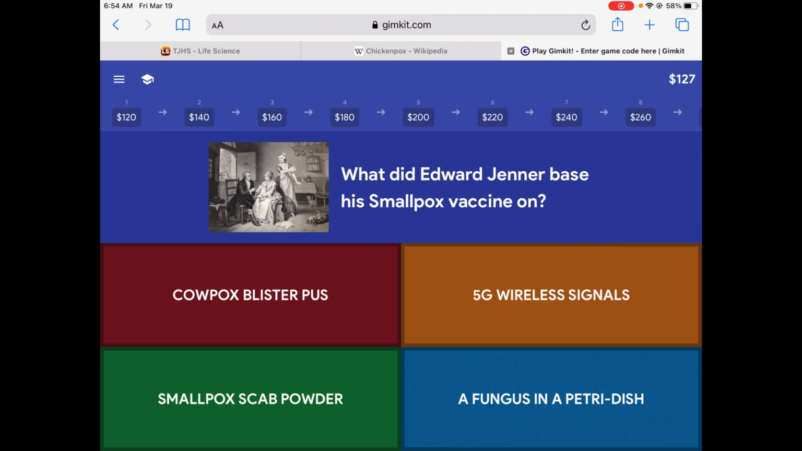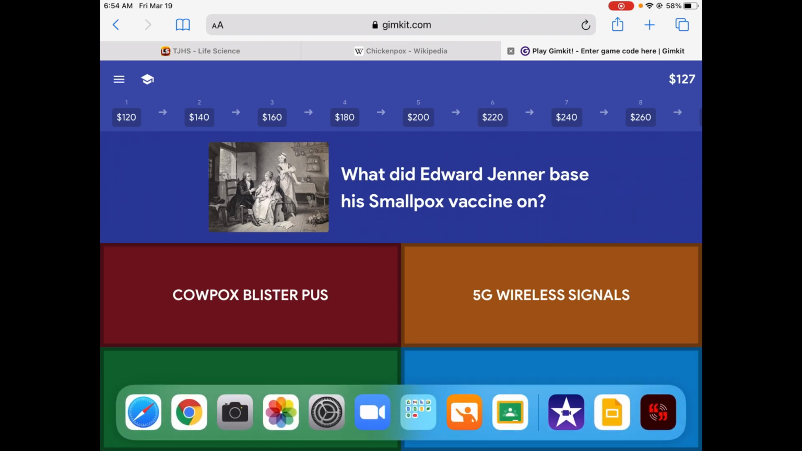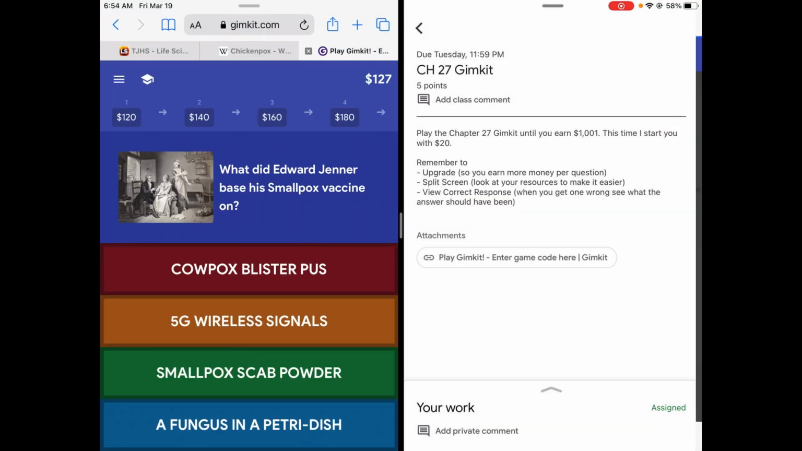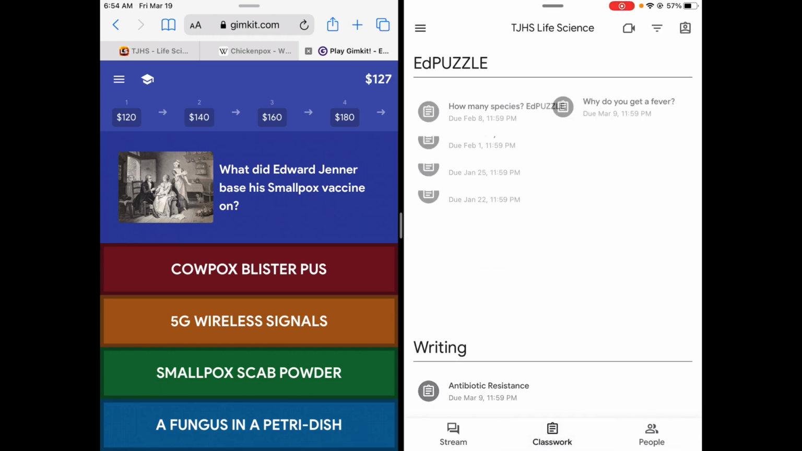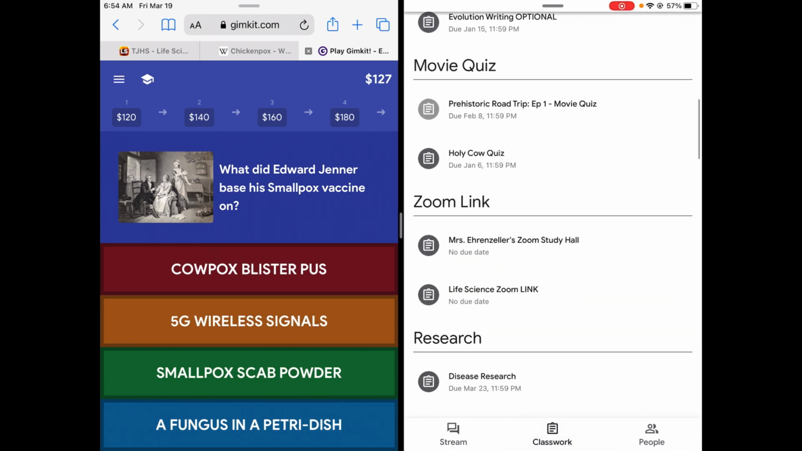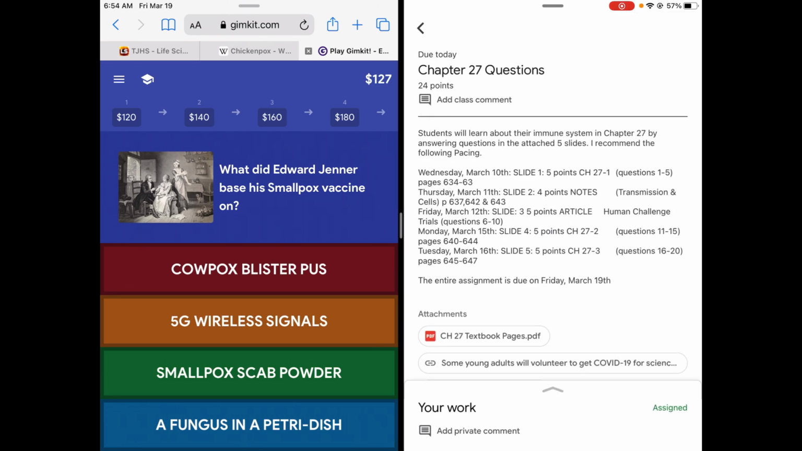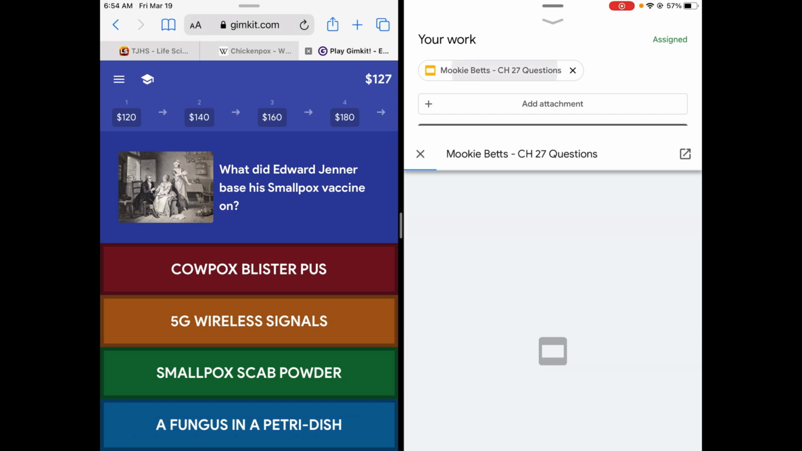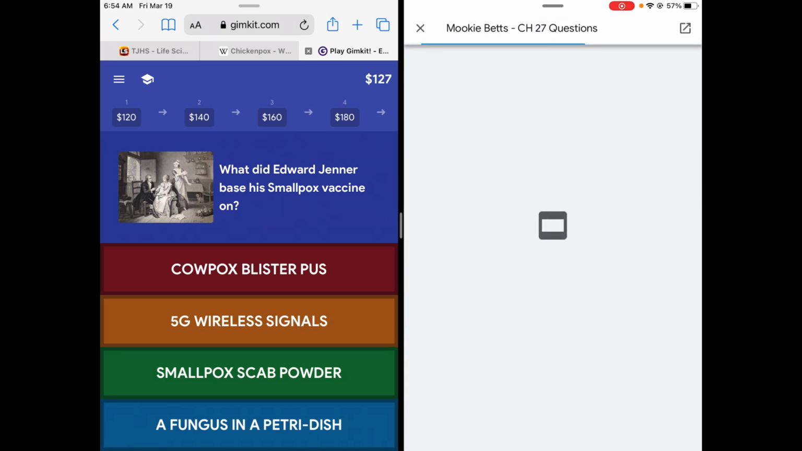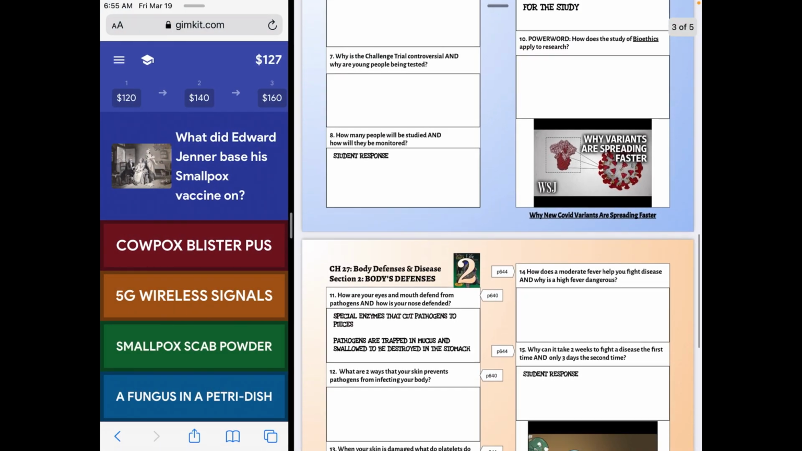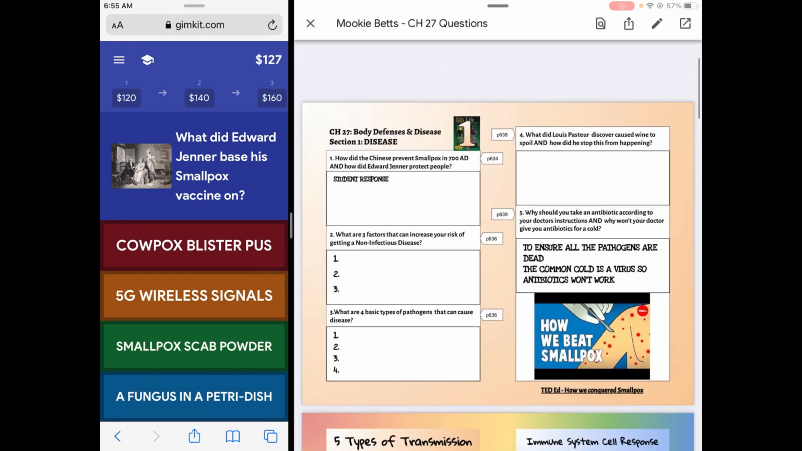One of the main purposes of pushing this into Safari is so that you could easily go back and split screen to Google Classroom. So if we go down and back, and if we find our classwork, we can either open up the Chapter 27 book questions. So you can open that up. And in this case, we don't want to push the square, we just want to look at it. And you could look at answers that you've written in the book questions.